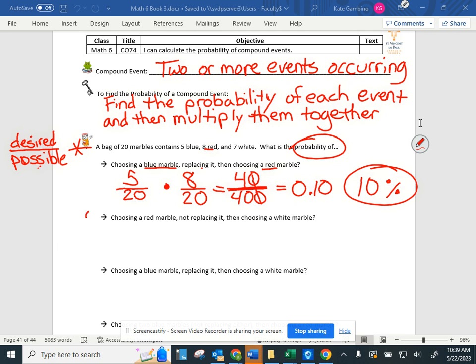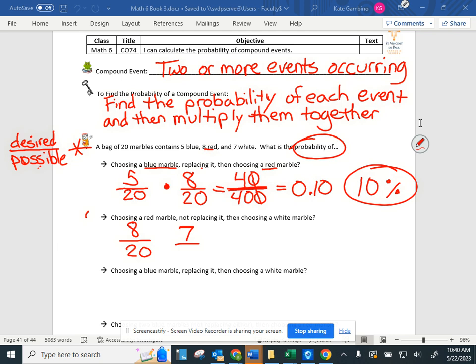Choosing a red marble, not replacing it, then choosing a white marble. So what is my first fraction I'm going to write? Bennett. So there are 8 reds, 20 marbles altogether. Now I'm gonna not replace it and choose a white marble. What's the probability of that? Aiden B. So there are 7 white marbles.